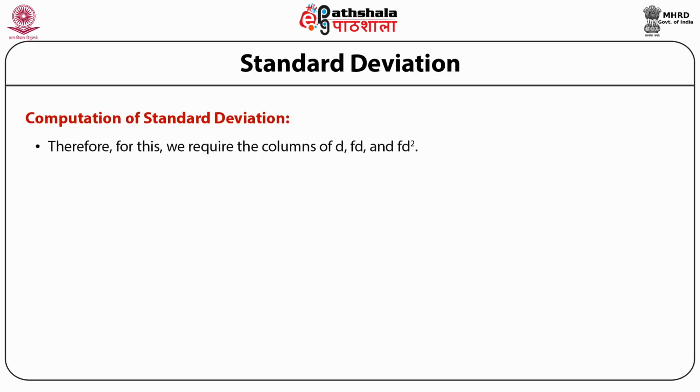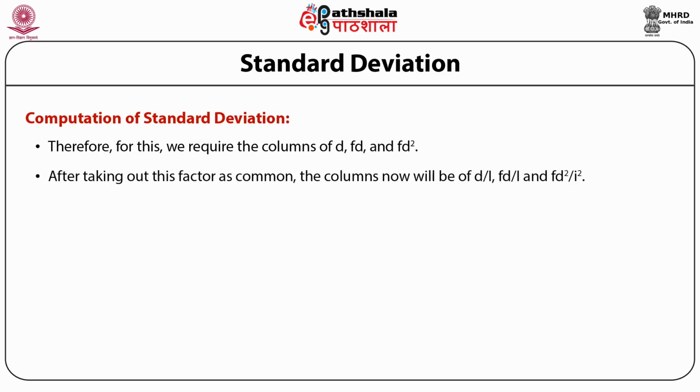For this, we require the columns of d, fd, fd square, and in the column d, we shall find a factor equal to the width of the class interval, which is shown normally as i.